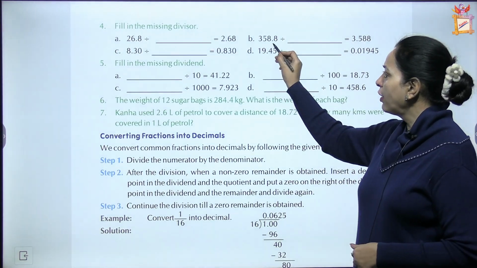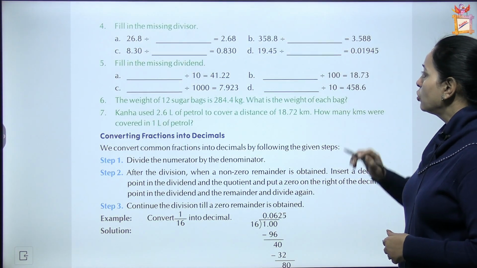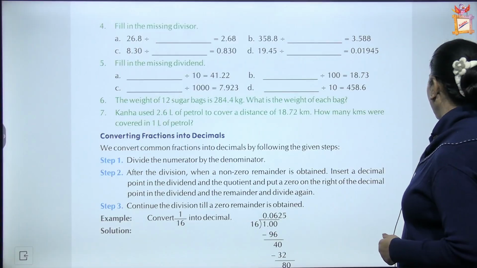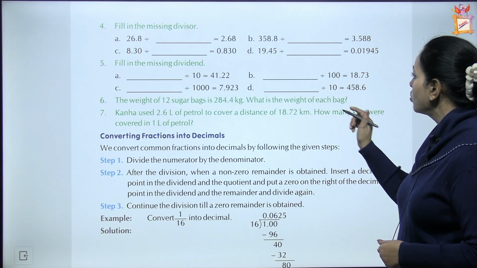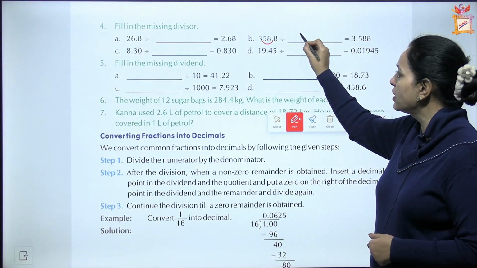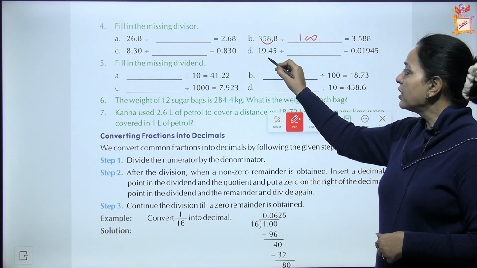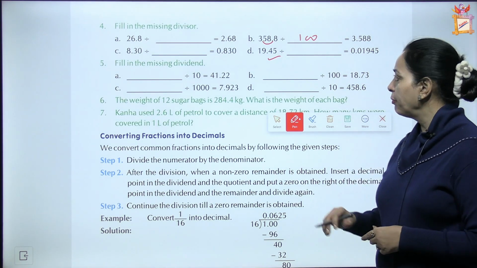Like here B part: 358.8 divided by what? So that we are getting 3.588. So now we are shifting decimal before 5. It means before 2 digits. So divide by 100. Now G part: 19.45 divided by what number?